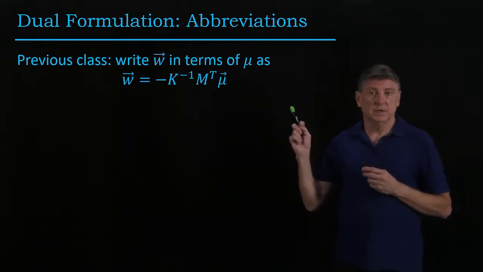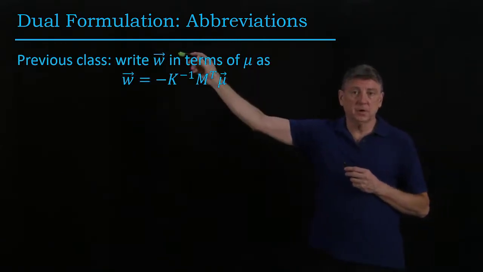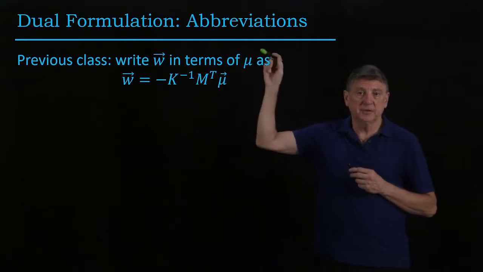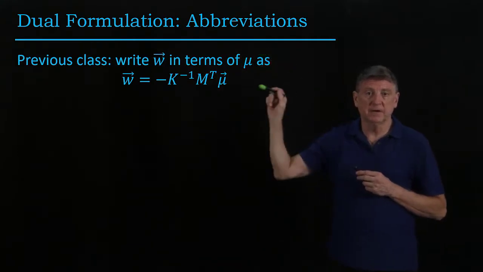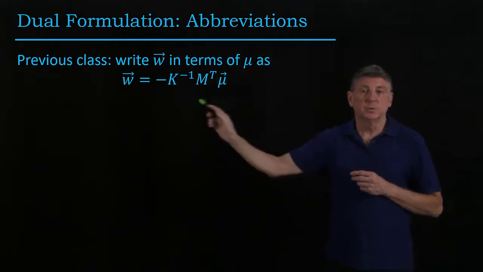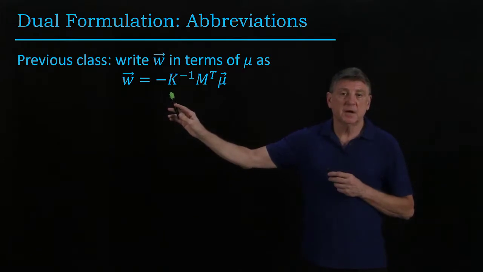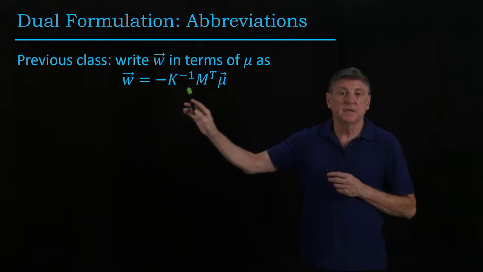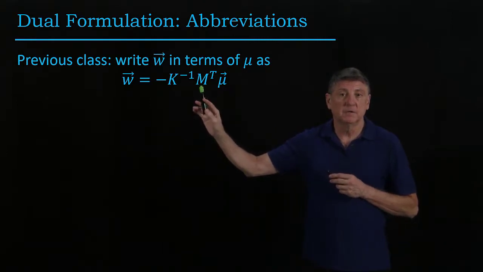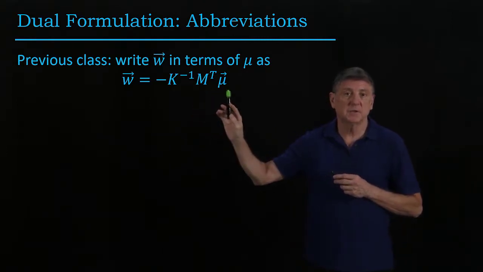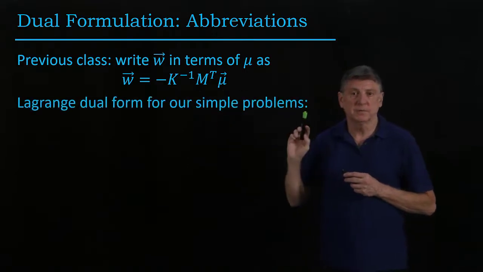Previously, we wrote the vector argument of the objective in terms of the Lagrange multiplier using this term. So it was minus the inverse of the symmetric positive definite matrix that was in the objective times the transpose of the constraint matrix times one or more Lagrange multipliers.